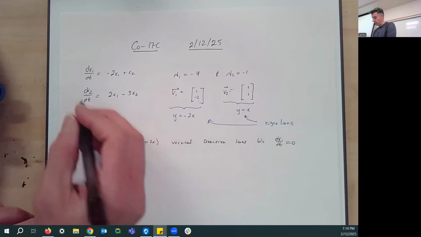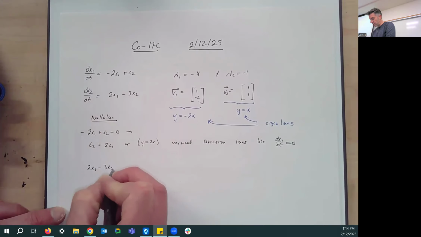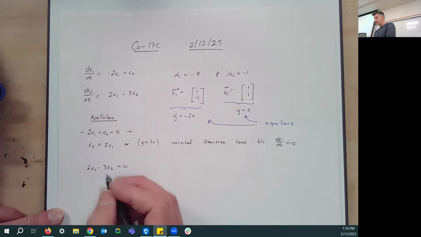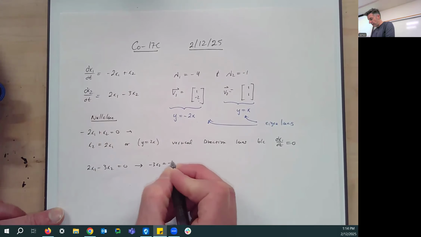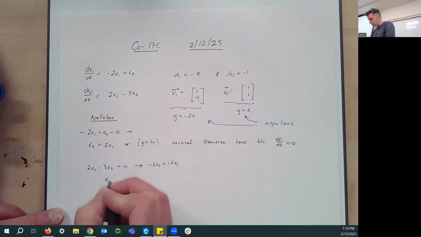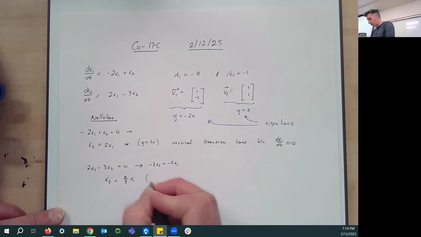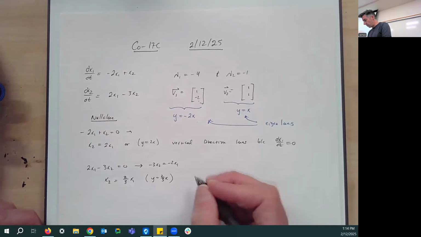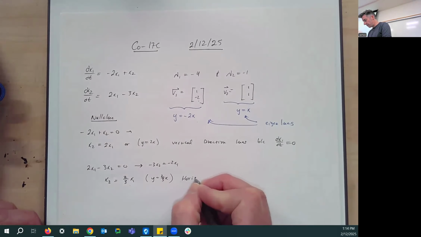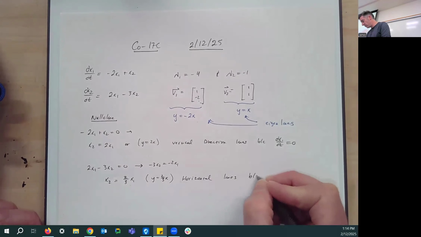Similarly, for our second one, we set 2x1 minus 3x2 equal to 0. Isolating x2, we get -3x2 equal to -2x1, or x2 equal to positive 2/3 x1. Or in other words, y equals 2/3 x. And along this one, they'll all be horizontal lines because the change in y is 0.